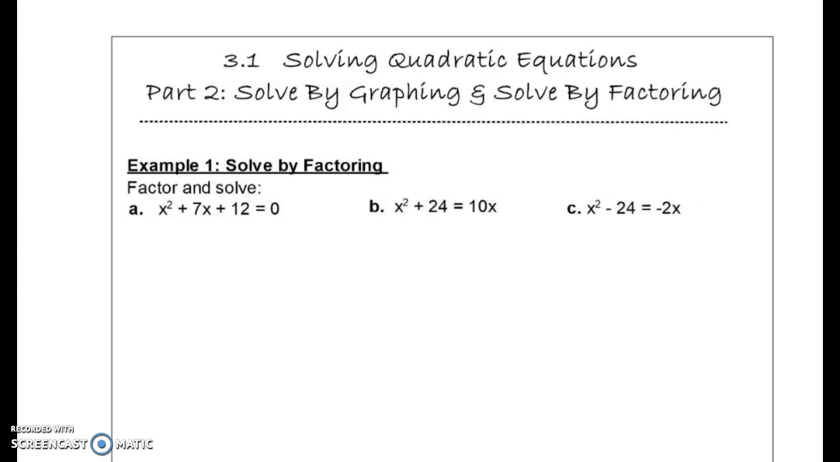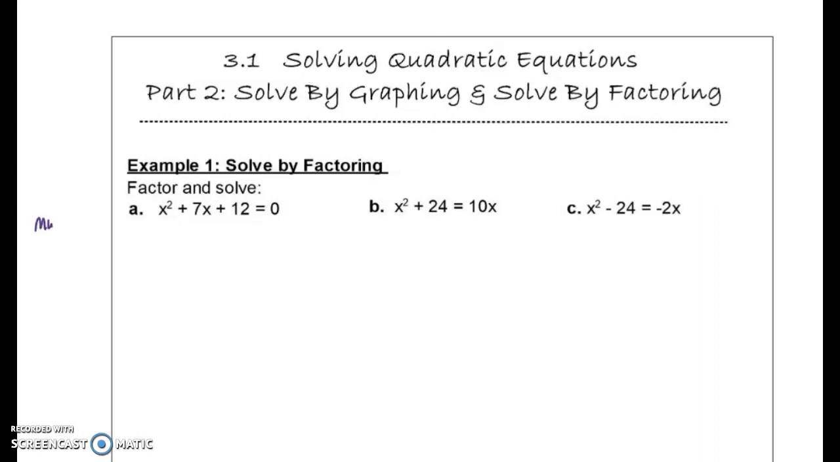Okay, this is the 3.1 Solving Quadratic Equations Day 2 notes. So the first example says to solve by factoring. When you're solving by factoring, it needs to equal 0. If you notice on example 1a, it already equals 0. So this is where our factoring skills that we've already reviewed come into play.